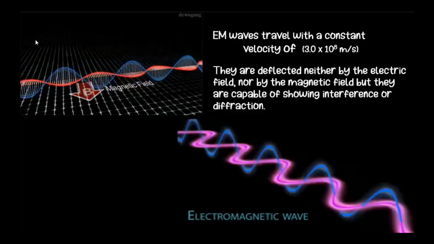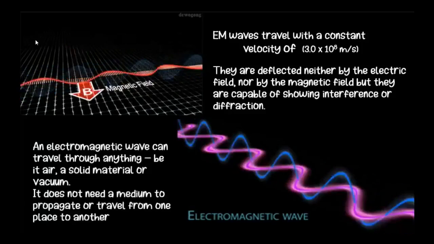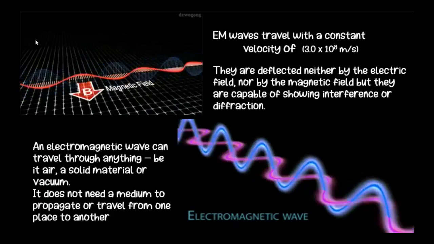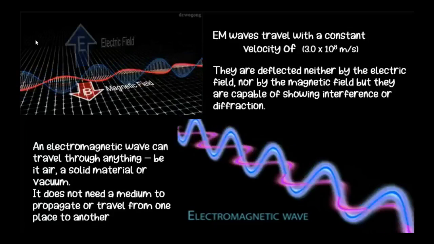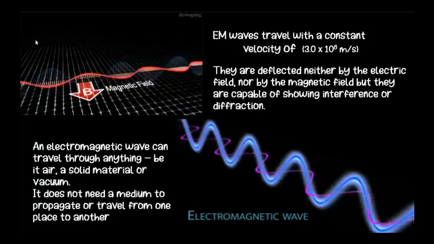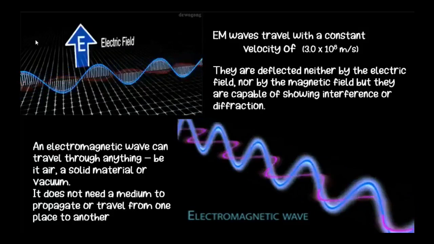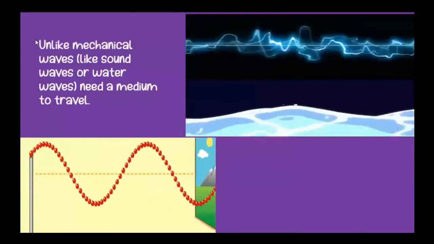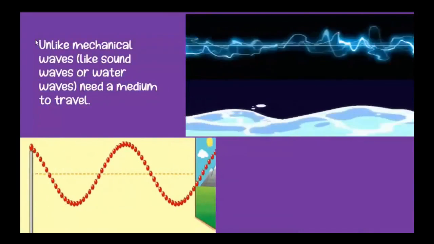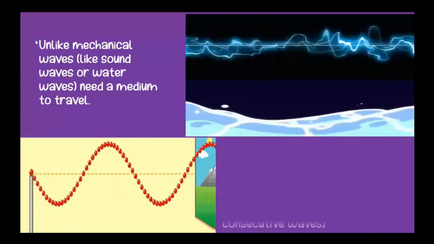or diffraction. An electromagnetic wave can travel through anything, be it air, a solid material, or vacuum. It does not need a medium to propagate or travel from one place to another, unlike mechanical waves, like sound waves or water waves, which need a medium to travel.